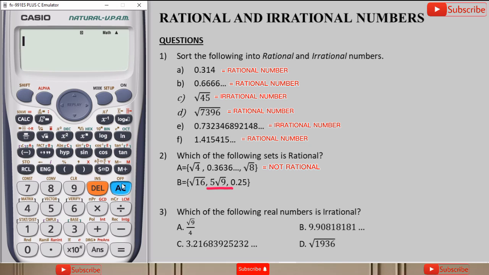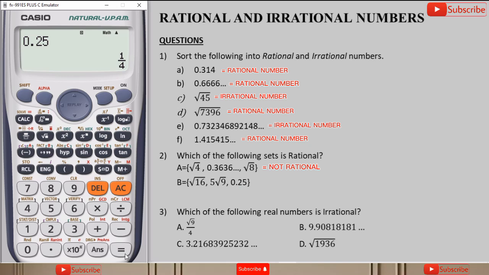Now, let us move on to the last element. For the last element of B, we have 0.25. So I input 0.25 into the calculator. And afterwards, I tap on equal to. So 0.25 is the same as 1 out of 4. And because the calculator displayed the result as a fraction, we conclude that 0.25 is also a rational number.